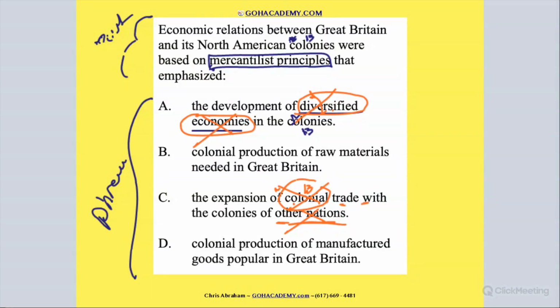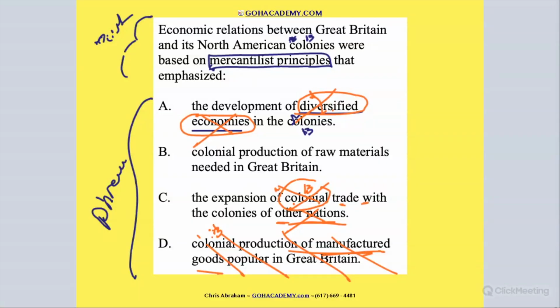How about this? D, colonial production of manufactured goods popular in Great Britain. So what is this saying? Colonial production is saying that the 13 colonies are going to manufacture goods and then sell to Great Britain. And that's not what the colonizing country wants. So that's out too, right? See how we're paraphrasing the language? We paraphrase it in a way that just makes the language a little bit easier to process.